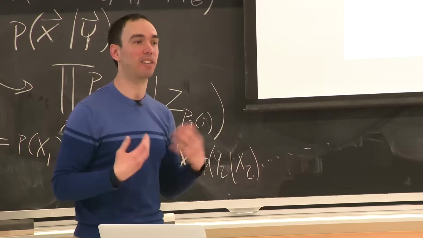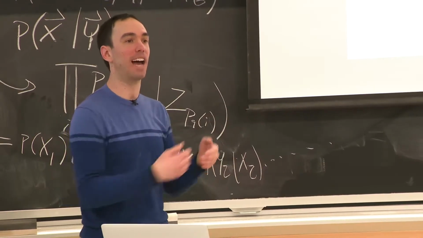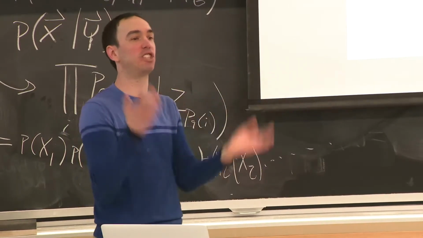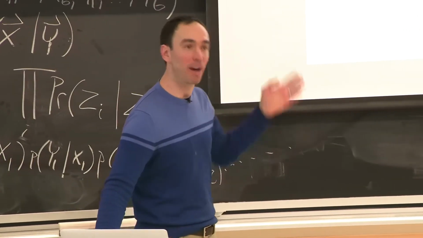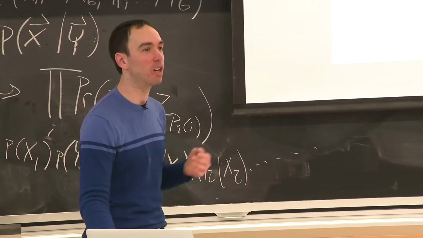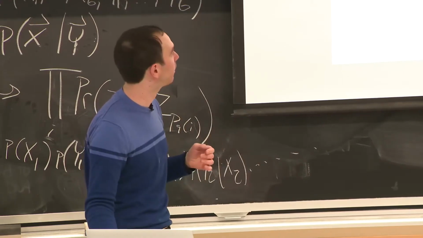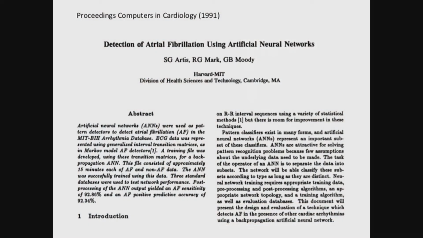And one can detect it by just looking at the likelihood of that sequence under each of these two different models, normal and abnormal. And that did pretty well, even better than the previous approaches for predicting atrial fibrillation. OK, this is the paper I wanted to say from MIT, now 1991.